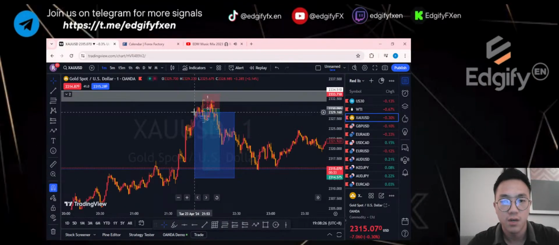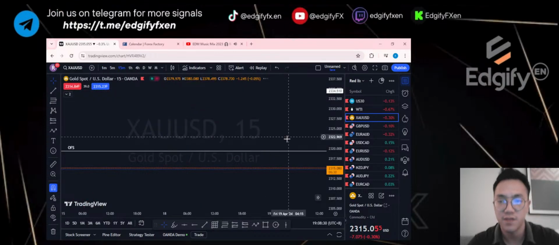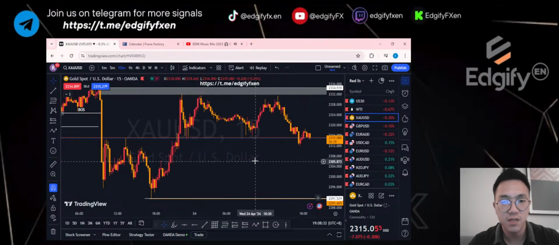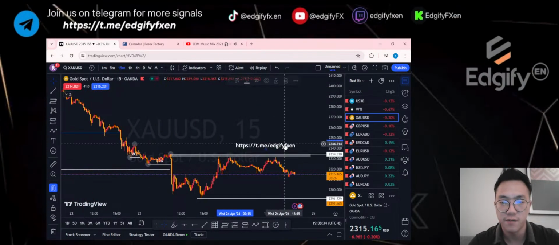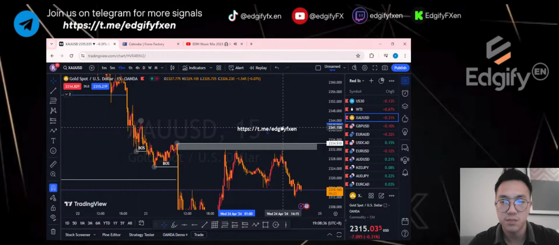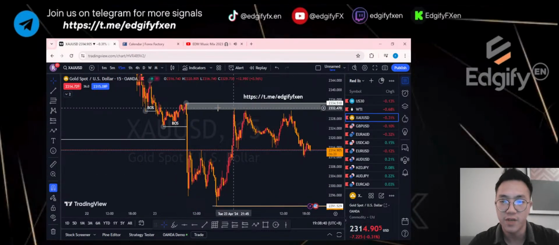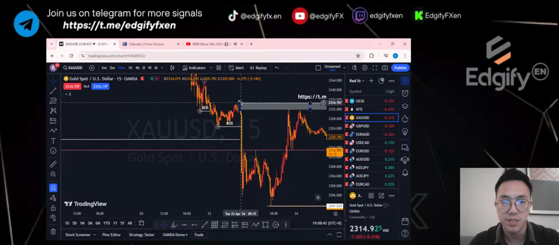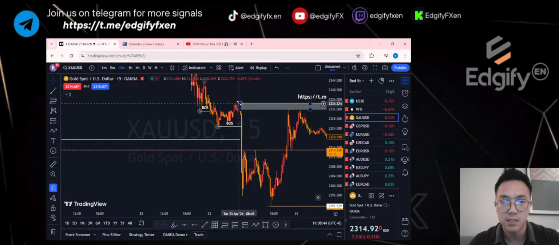But right now for gold, if I'm looking back on the 15, for me it's definitely still a downwards movement. Why do I say so? It's because on the 15, in order for this to change direction moving upwards, it needs to break this price here, this level.